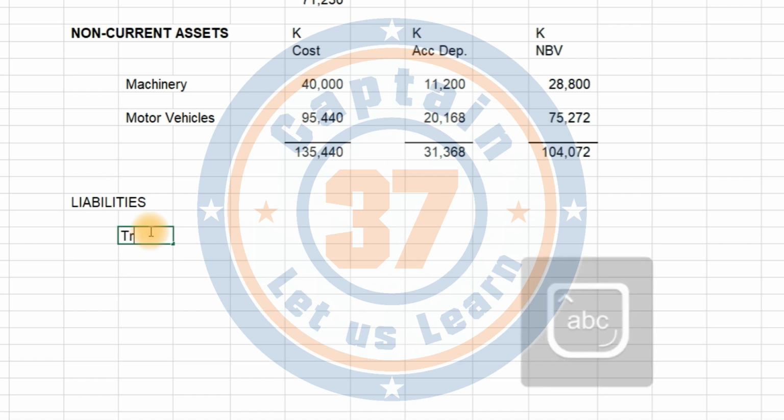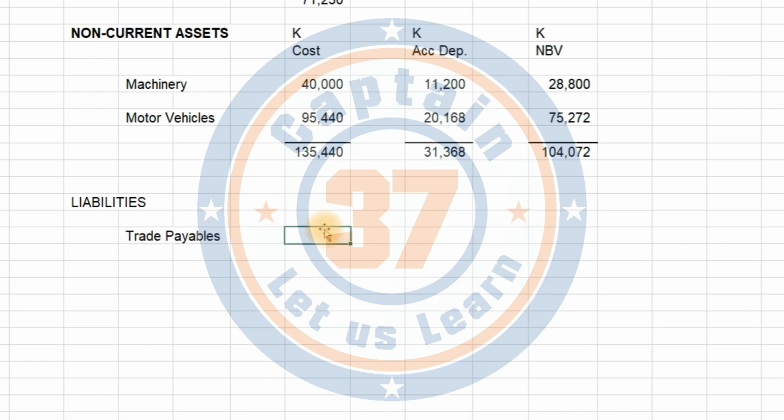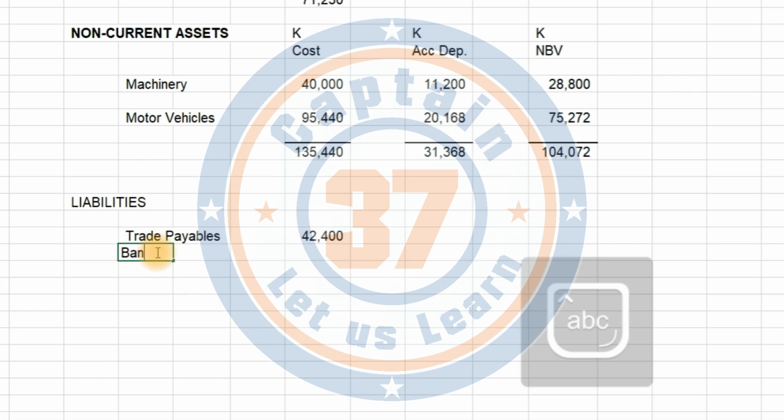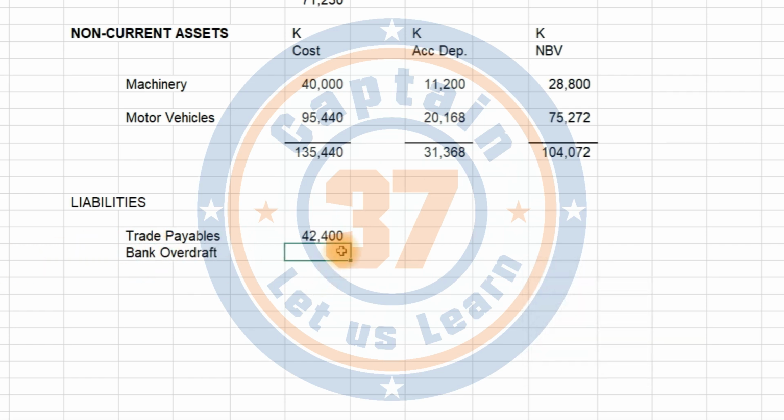We have got trade payables. Trade payables, okay? And how much for trade payables? For trade payables it is 42,400. This information is readily available. What else? We have got bank overdraft. And how much for the bank overdraft? We are told that it is 8,700.